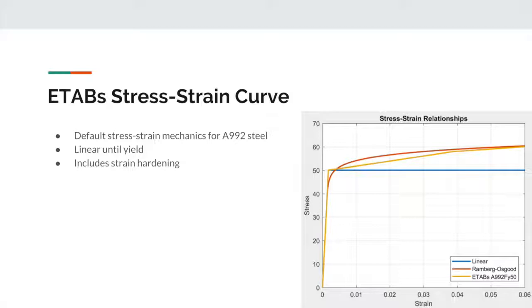For my project, I also wanted to look into how ETABS handles its nonlinear stress-strain curve. If you go deep into material settings and under A992 steel, you can actually take these points right out of ETABS and plot them. Comparing them to the linear and Ramberg-Osgood model, we can note that the ETABS is similar to the linear model in that it's linear until yield, but also similar to the RO model in that it includes strain hardening, but in a more linear fashion.